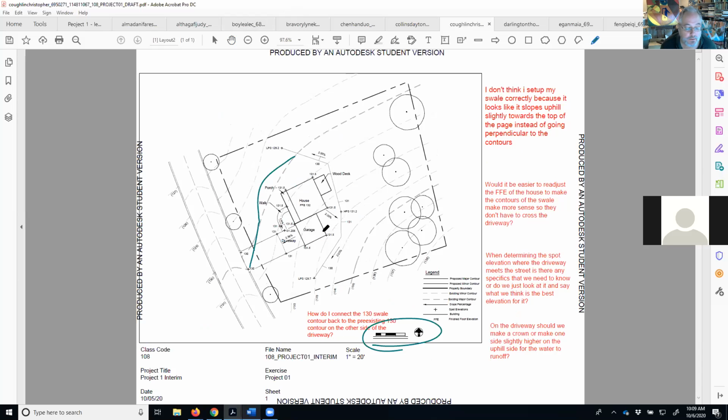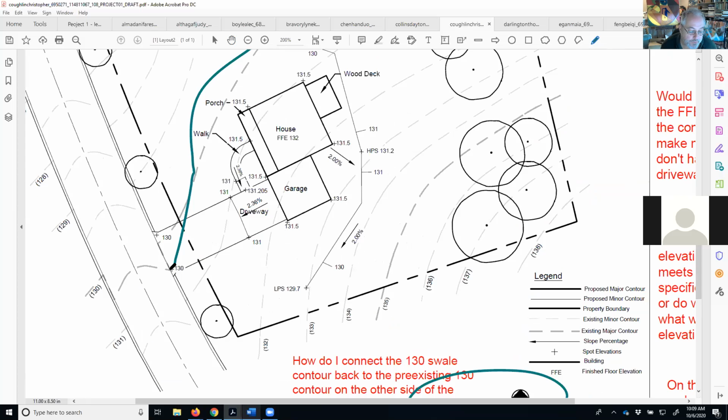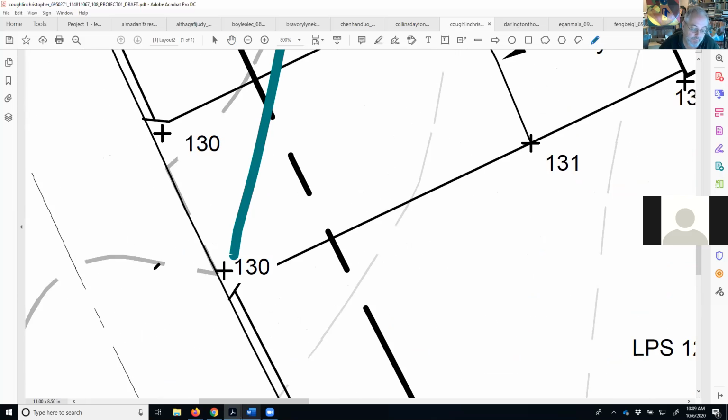And then for the 130 on the side of the swale towards the bottom of the page, does that just connect down at the base of the driveway then? Down here? Yeah. That 130 has to connect where the 130, this will go right into there. So that point right there is where the 130 will connect.